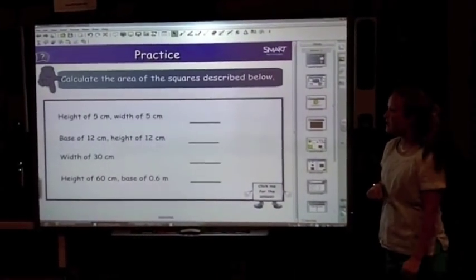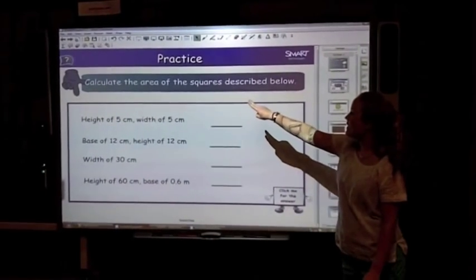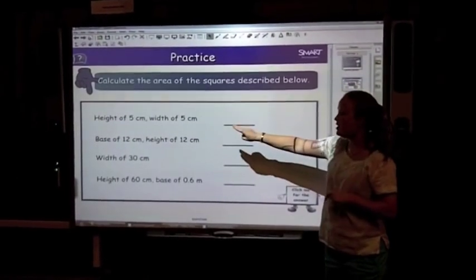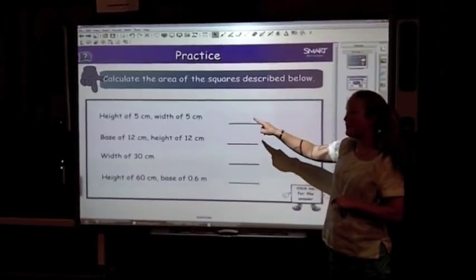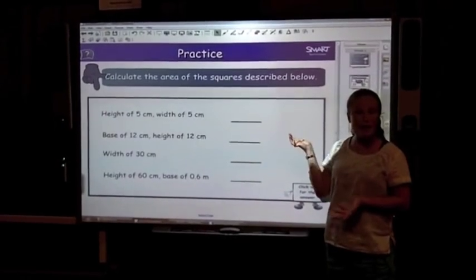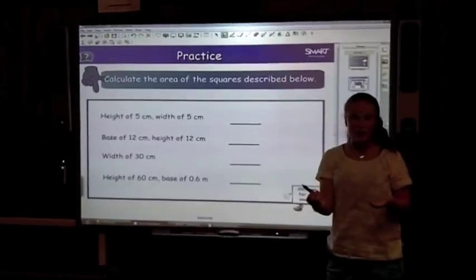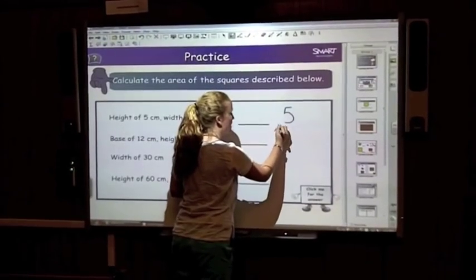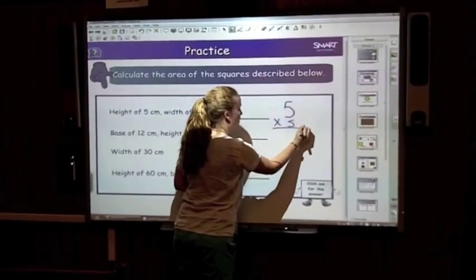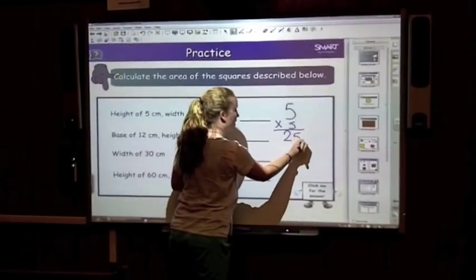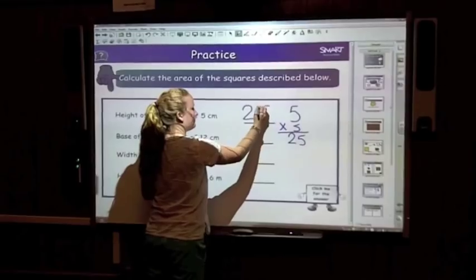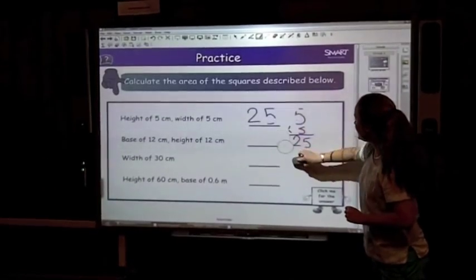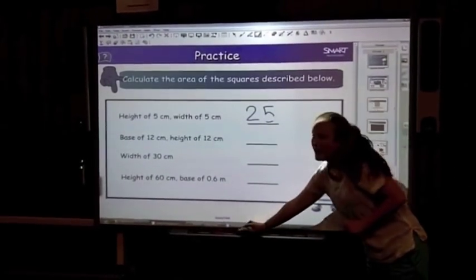The next slide that we have is for students to calculate the area of the squares described below. Some of the examples that we have here are height of 5 centimeters with width of 5 centimeters. So base times height, 5 times 5 is, and you could have a student come up and they could do 5 times 5 equals 25. And they could write the answer right there. And if you want to have another student come up for the next one, you could delete this here, and they can do the next problem.